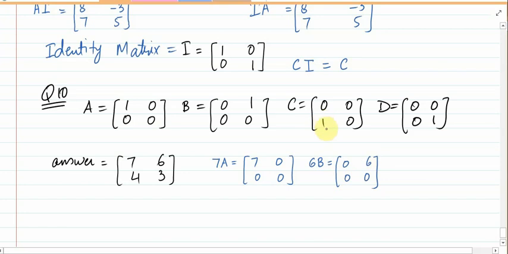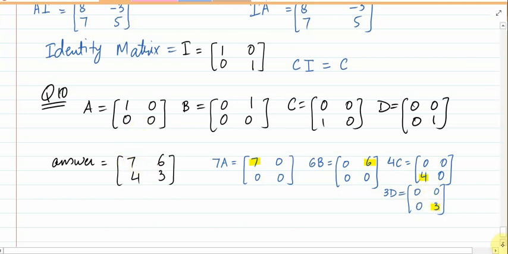Now for C, I need 4C, right? I need 4 here. So 4C will be 0, 0, 4, 0, and the last is 3. So it must be 3D, which is 0, 0, 0, 3, right? So we got our required numbers 7, 6, 4, 3 at their correct positions.